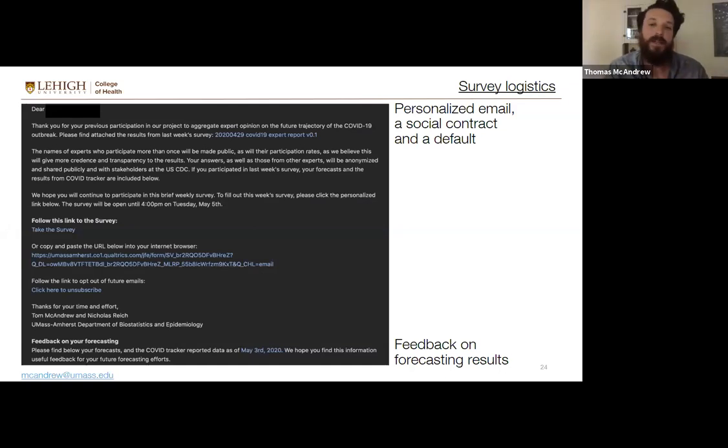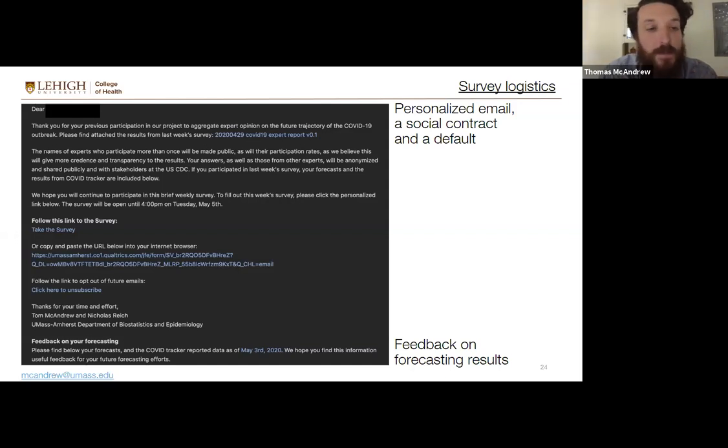So an email like this, a personalized email, is a social contract. And behavioral economics has shown that social contracts are much stronger than business contracts. This is also a default. This email arrives in your inbox every Monday. It's not something like a platform you need to log into. And because of these 2 factors, we had really good participation rates.